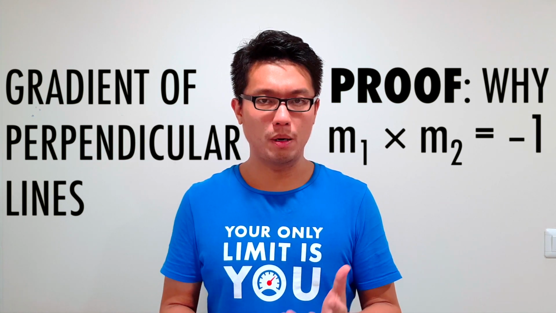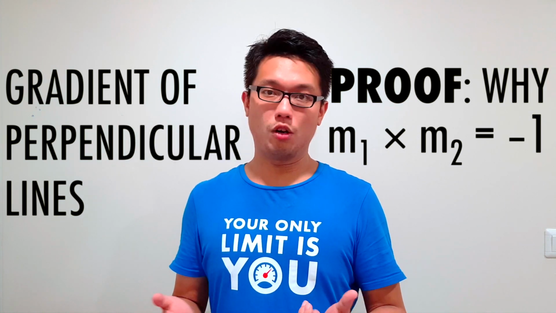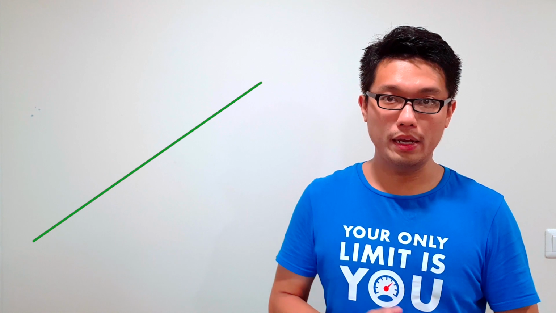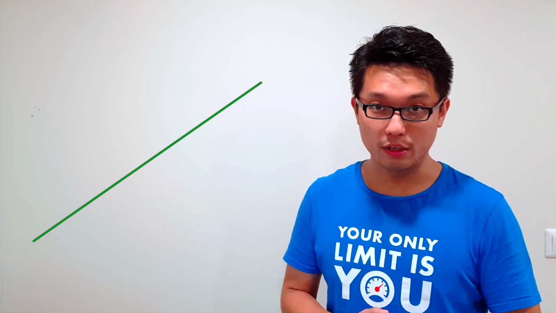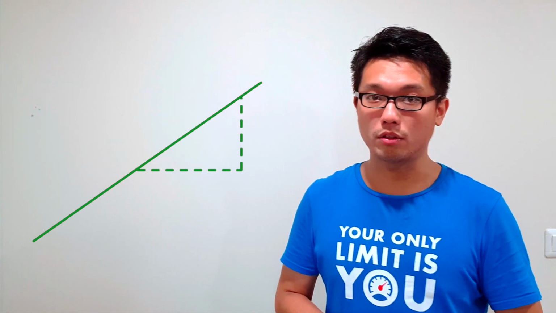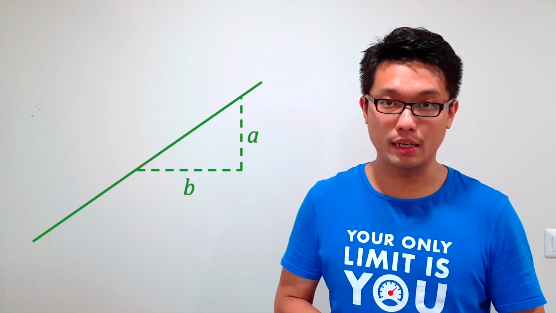Why do gradients of perpendicular lines give us a product of -1? Let us first begin with a straight line. Let's call it L1. And also create a right angle triangle using horizontal and vertical line segments. Let's call the horizontal line segment B and the vertical line segment A.